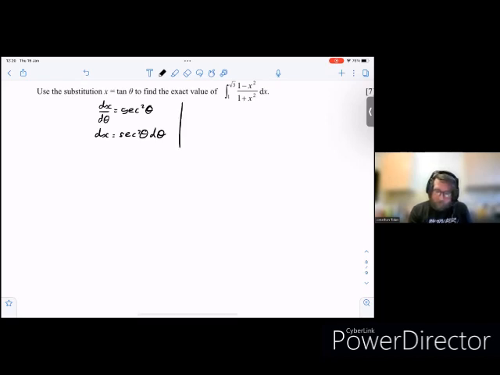And we also need to sub the limits. So when x equals root 3, that means root 3 equals tan theta. Okay, so theta is pi over 3. It's one you're meant to have memorized. 60 degrees gives you tan theta is root 3. And if x is 1, another one you should know, 45 degrees.